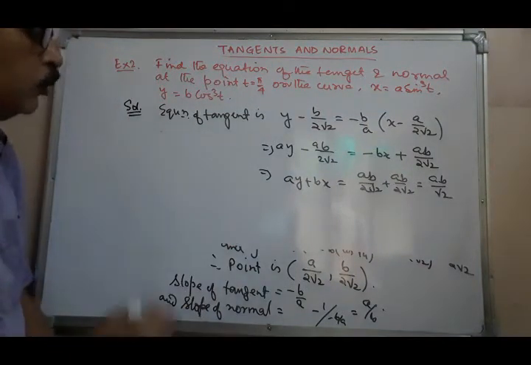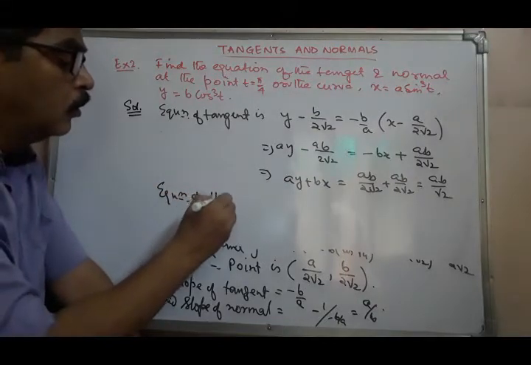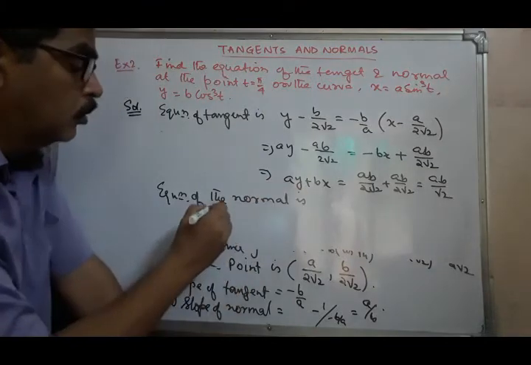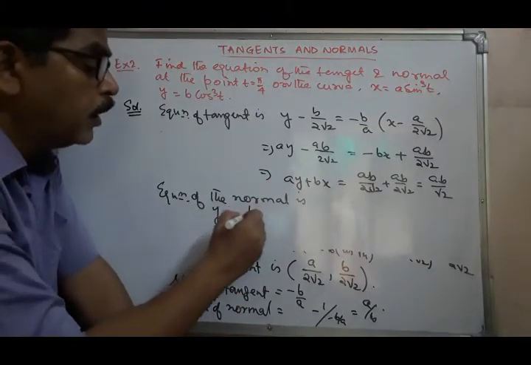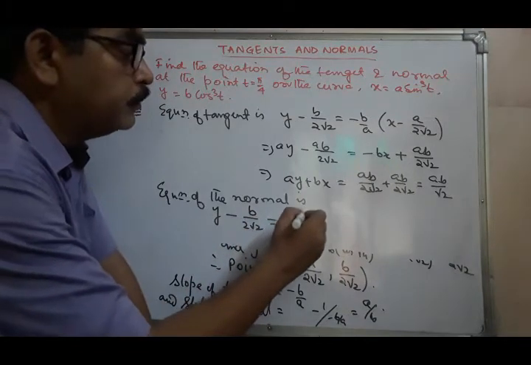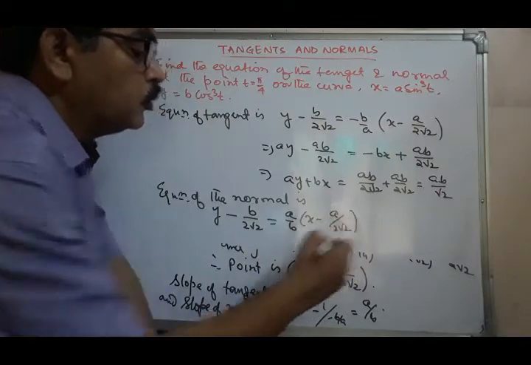Equation of the normal will be y minus b by 2 root 2 equal to a by b into (x minus a by 2 root 2).